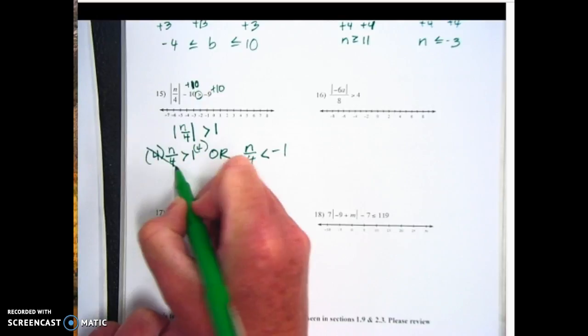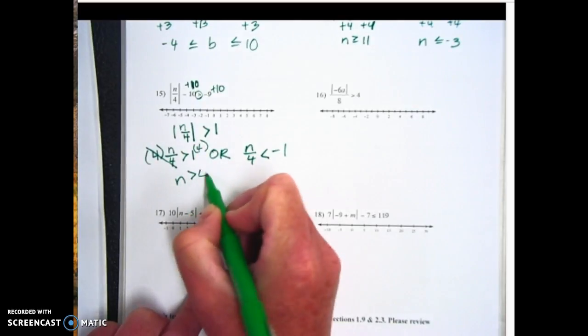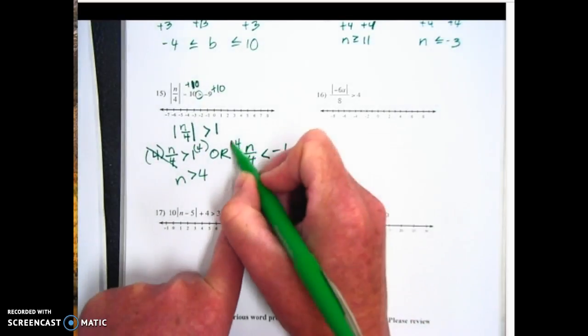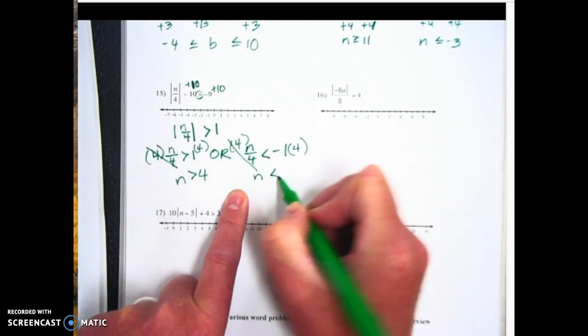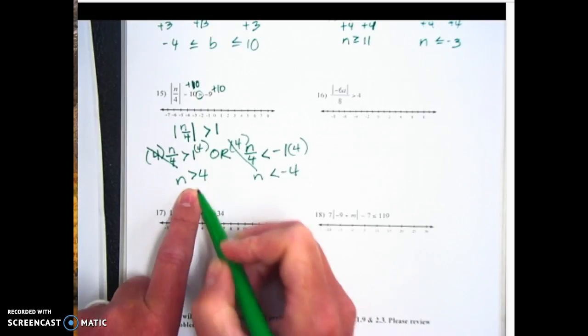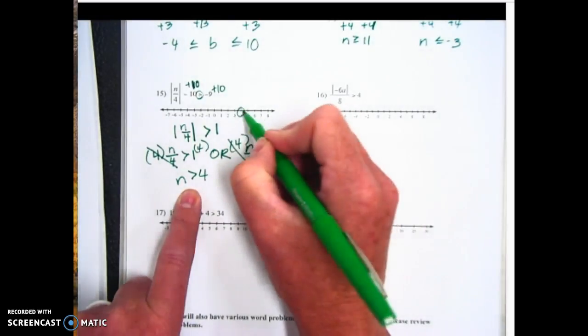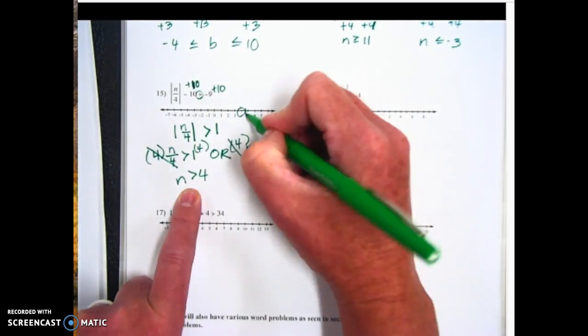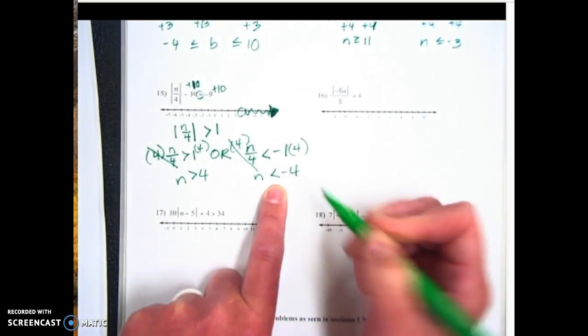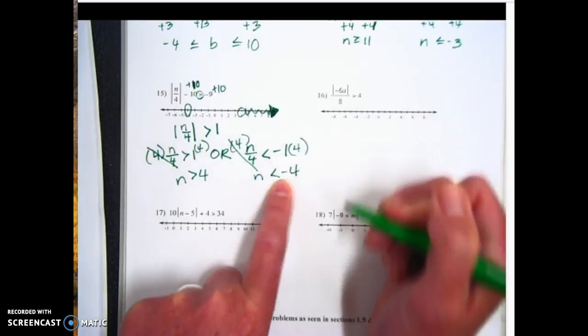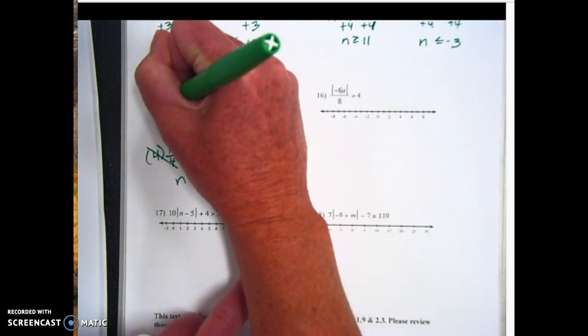We get, these cancel, n is greater than 4. Multiply both sides by 4. These cancel, we have n less than -4. So at +4, we have an open circle. It's greater than, shade to the right. At -4, we have an open circle, less than, shade to the left.